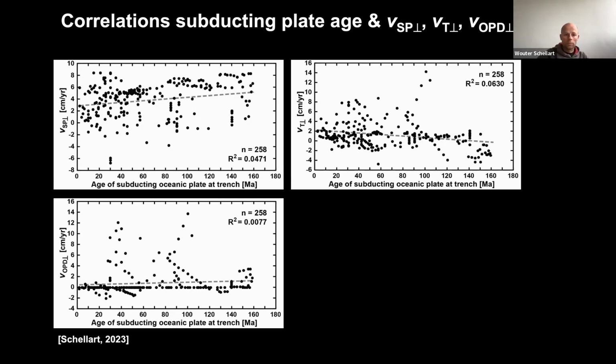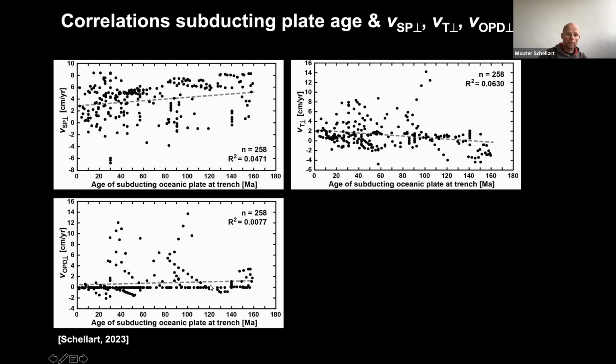Now, we see for VSP, if we go to the top left diagram, we do see a positive correlation between increasing subducting plate age at the trench and VSP. This dashed line is just a simple least square linear best fit line. But we can also see that the correlation is actually not all that high. It's not super convincing, at least to me it is not.